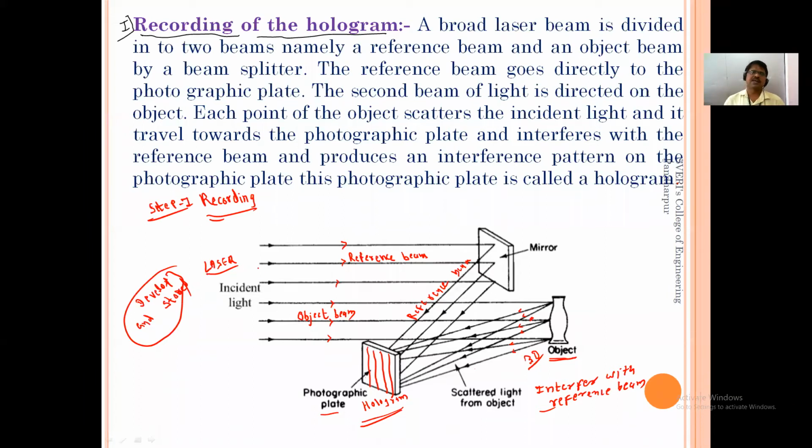It is called as recording of the hologram. Okay, complete the figure first. I'll give 1 or 2 minutes. Please complete it. Recording of the hologram.